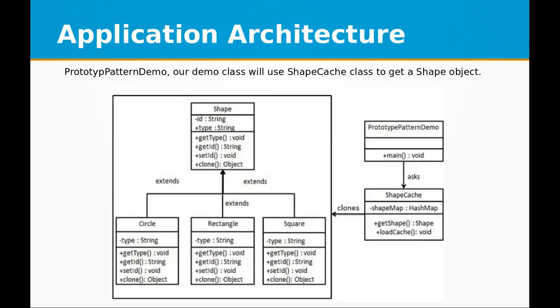Let's look at the high-level application architecture of our prototype pattern. Our demo class will use the ShapeCache class to get a shape object. Our main class is Shape, and this is the interface. Then we have the abstract class which is extended by Circle, Rectangle and Square classes, and the ShapeCache is cloned by them. Then we have the PrototypePatternDemo which executes, and where we will be verifying our output.